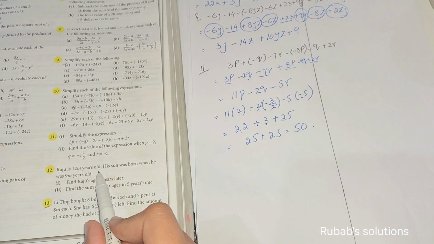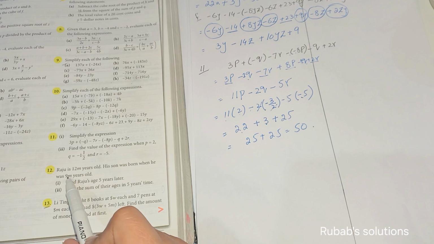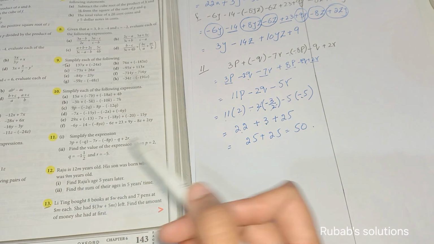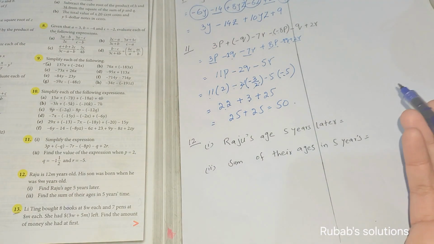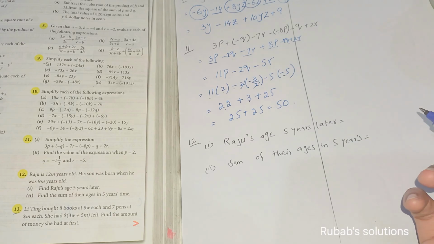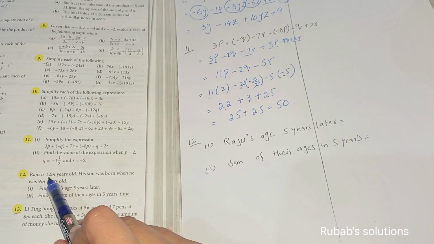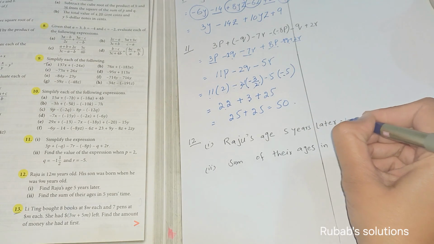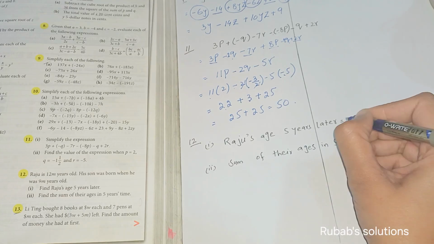So let us suppose that Raju is 12m years old. His son was born when he was 9m years old. So let us suppose that the age of his son is X. Okay, first part is find Raju's age 5 years later. So there is no need to suppose something. Obviously Raju's age is given, that is 12m years old. So after 5 years, 5 will be added to the present age. Now his age is 12m, so after 5 years, his age will be 12m plus 5.